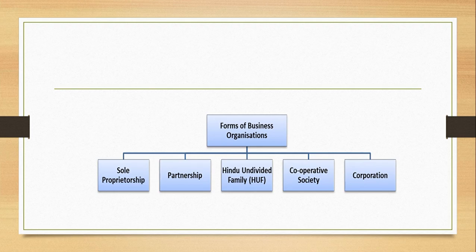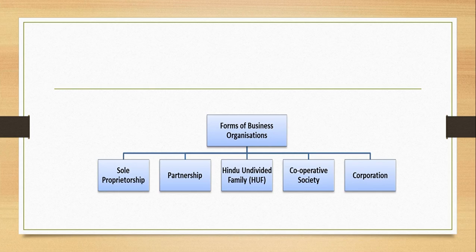Cooperative society. Section 4 of the Indian Cooperative Societies Act defines a cooperative society as a society which has its objective as the advancement of the economic interest of its members as per cooperative principles. Cooperative societies whose area of operation is more than one state are known as multi-state cooperative societies.